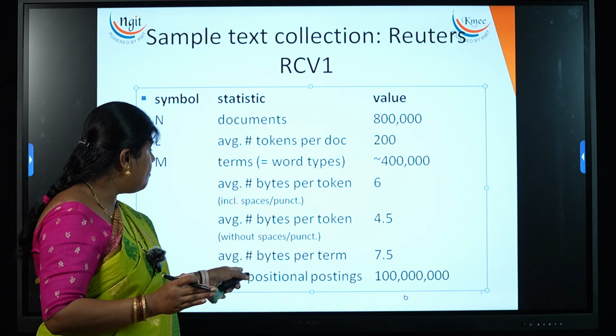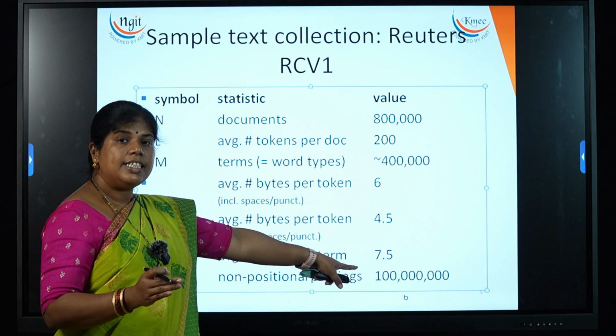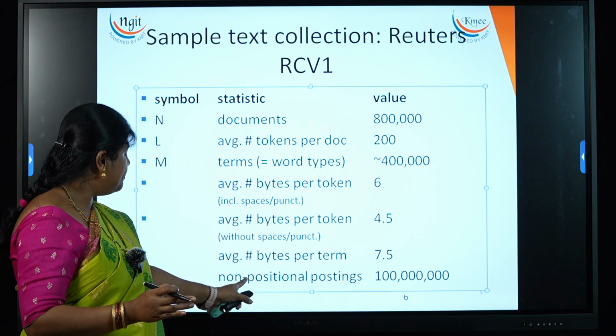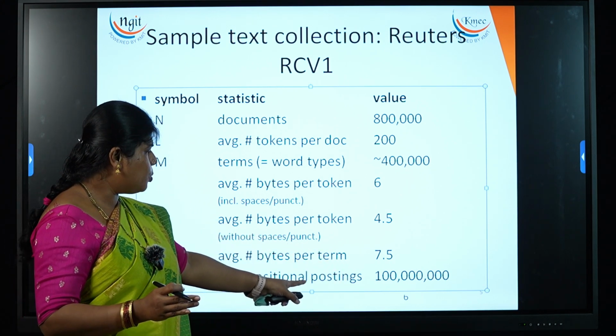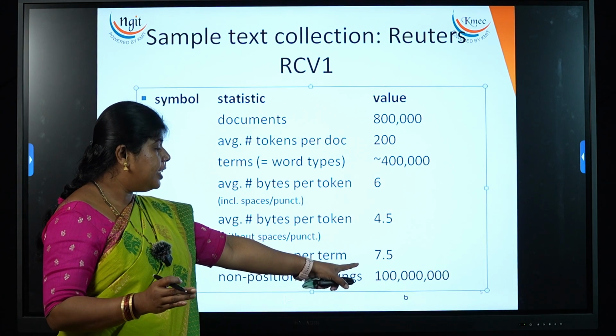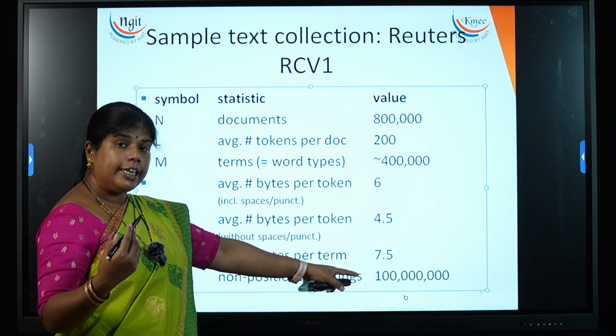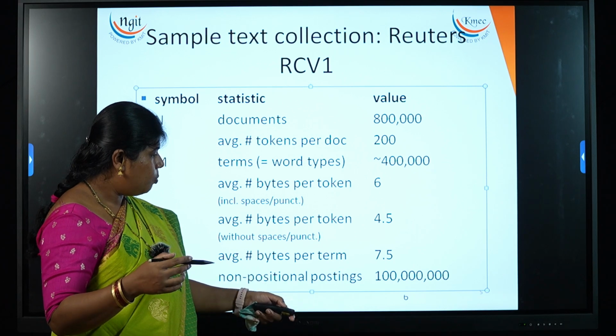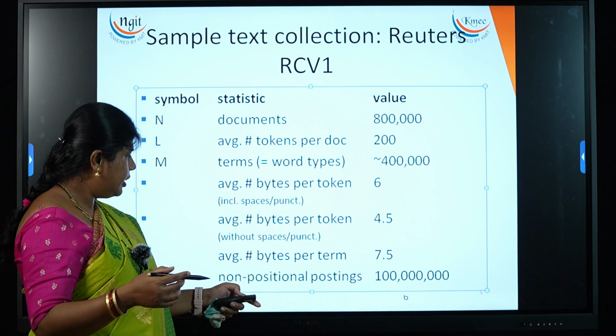Okay. So, the average bytes per term are what? 7.5, and non-positional postings will be what, nearly 100 lakhs. Okay, nearly it is more than 1 crore, I think, 10 crores, I think.